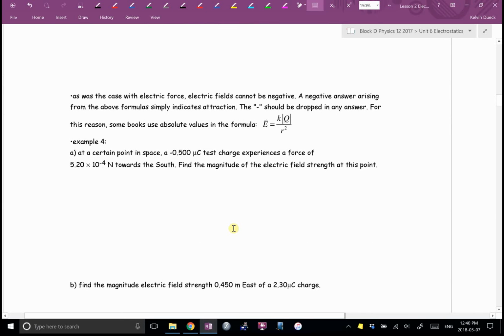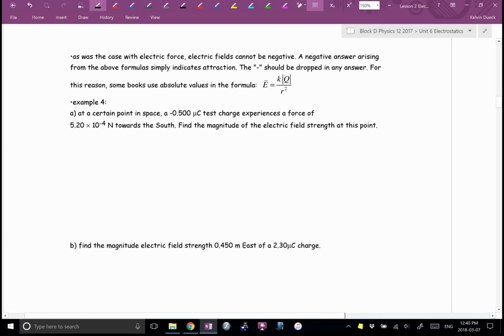Little note, just the same as with electric force, even though charges can be negative, we don't want a negative electric field. So that's why I think on your formula sheet, did I put an absolute value sign thingy right there? Yes? Don't put the negative or positive in. We'll figure out the magnitude, and then I'll tell you how to define the direction. So, Lyndon, what's A asking me to find? What's B asking me to find? Oh, I'll bet you were going to use both approaches.